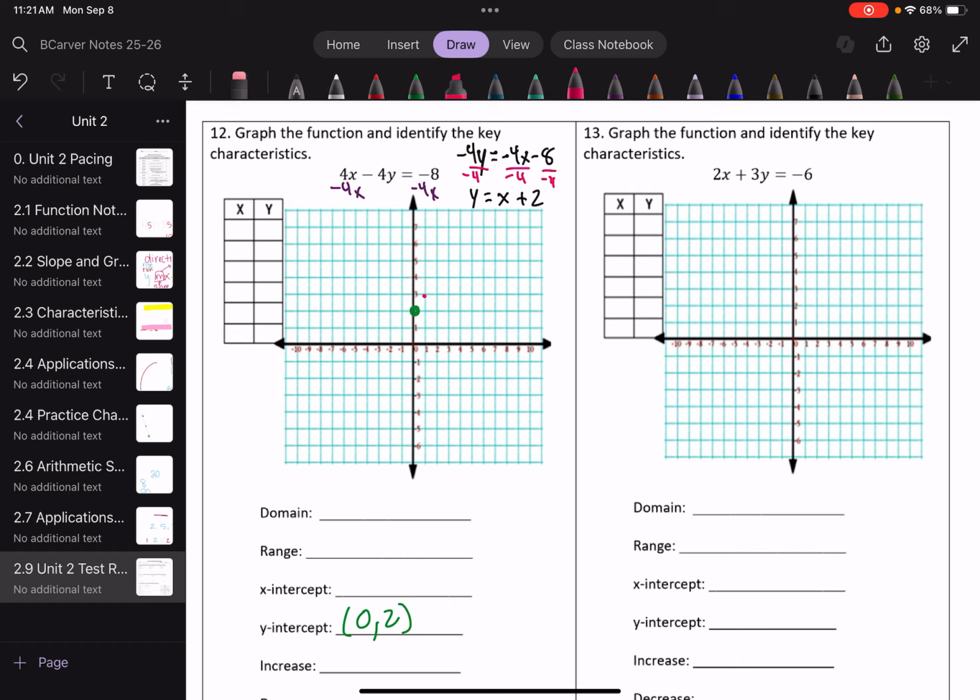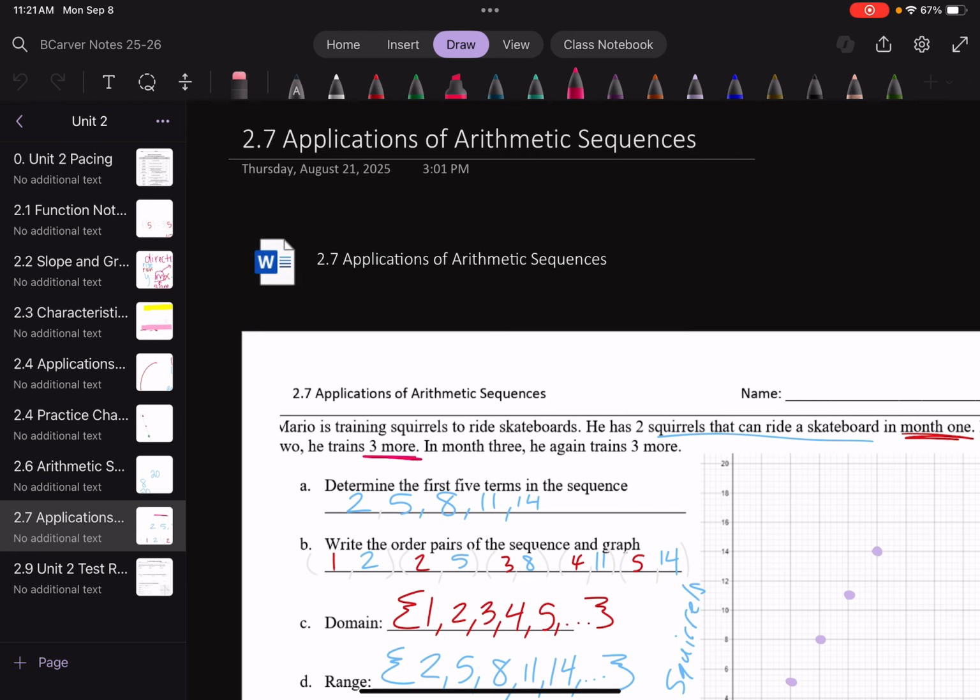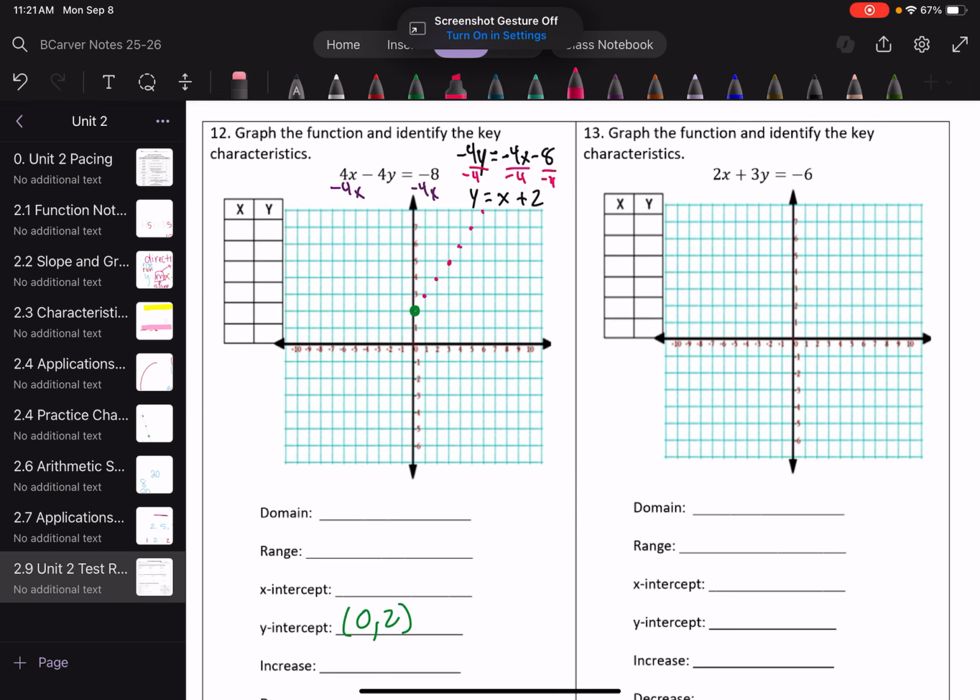So we're going to go up 1, right 1. Or we could go, sorry about that, guys, we can go down 1, left 1. And we can connect the dots.